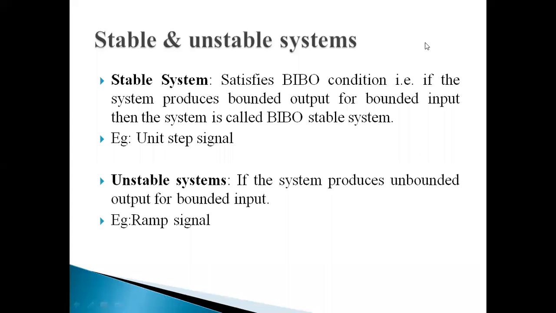Next class of systems is stable and unstable systems. A stable system satisfies the BIBO condition, that is bounded input bounded output condition. That is, if the system produces bounded output for a bounded input, then the system is called BIBO stable system. Example of it is unit step signal. Then unstable system: if the system produces unbounded output for bounded input, then that type of system is called as unstable system. Example of it is ramp signal.